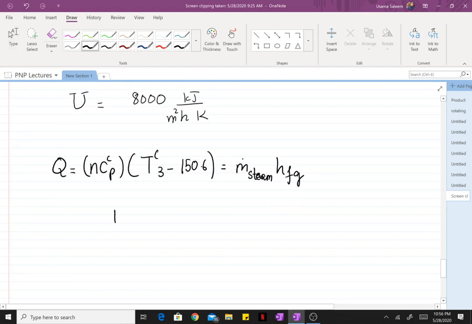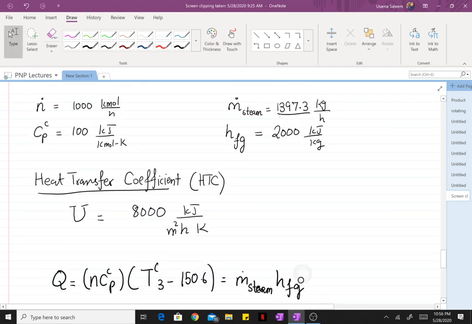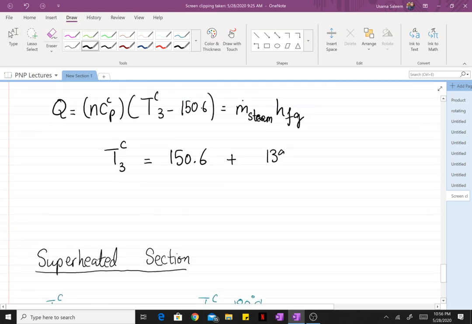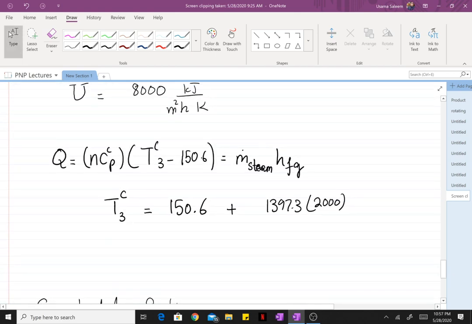Okay, so yeah, energy lost by the steam is going to be equal to the energy gained by our process stream. So if I just play around with this equation, I'm going to get 150.6 plus the mass flow rate of steam, which was found to be 1397.3 as we did earlier, times the heat of vaporization, which for our case is 2000. And again, this is the information provided in the problem statement. The molar flow rate and the heat capacity of our process stream were also given.